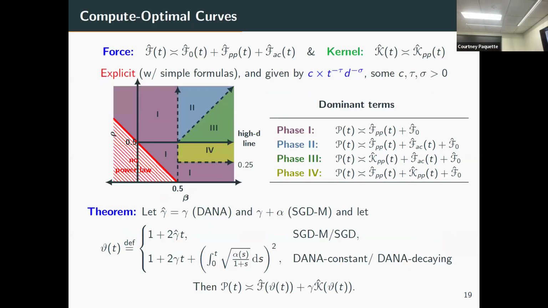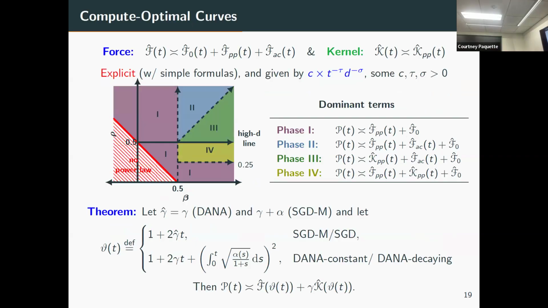So what this means is that depending on your rho and beta, you have just 4 phases where only one of these components will dominate the loss. So in phase 1, you only have FPP and F0. Okay.